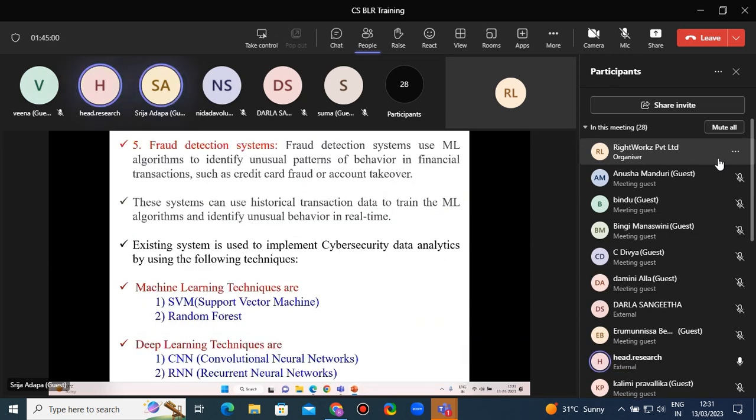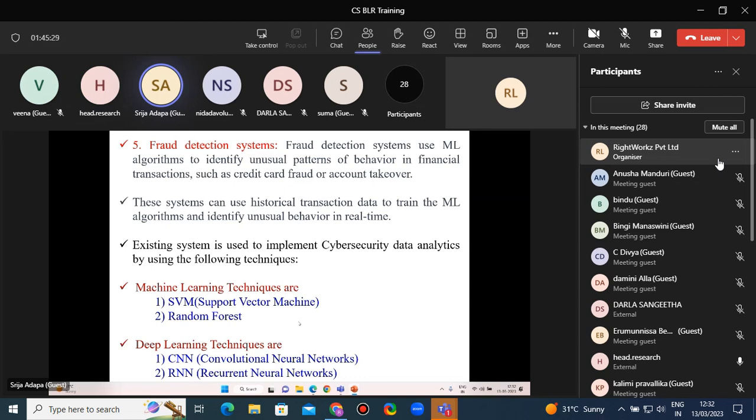Next one is fraud detection system. Fraud detection systems use ML algorithms to identify unusual patterns of behavior in financial transactions such as credit card fraud or account takeover. These systems can use historical transaction data to train the ML algorithms and identify unusual behavior in real time. Existing systems are used to implement cybersecurity data analytics by using the following techniques.